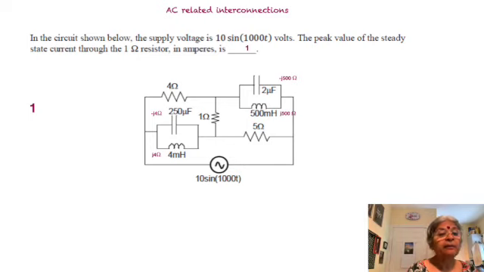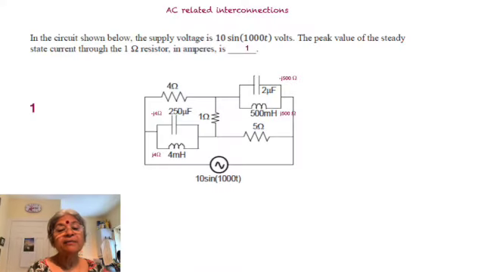So we have had a look at the source and the connected load also. Now let's read the problem. In the circuit shown below, the supply voltage is 10 sin 1000t, where 1000 is the omega component. Find the peak value, so we need not find the RMS value, the peak value of the steady state current through the 1 ohm resistor, which is the central piece. It might give rise to a feeling that it is a Wheatstone bridge. It is not. Let's see what it is. The answer is in amperes.